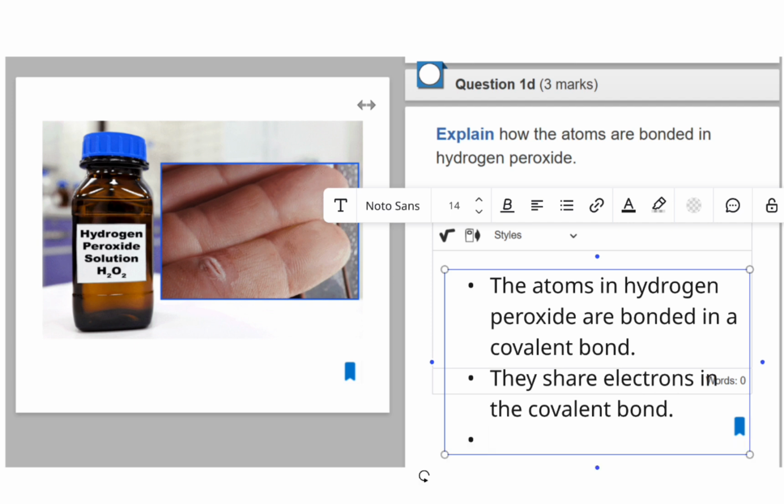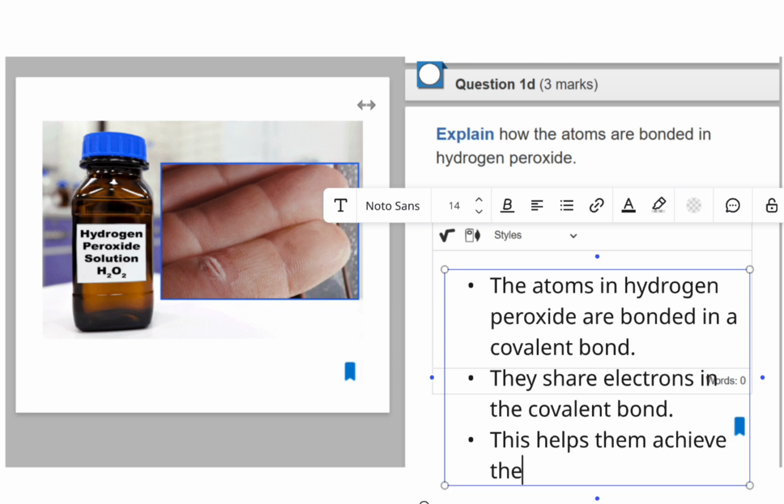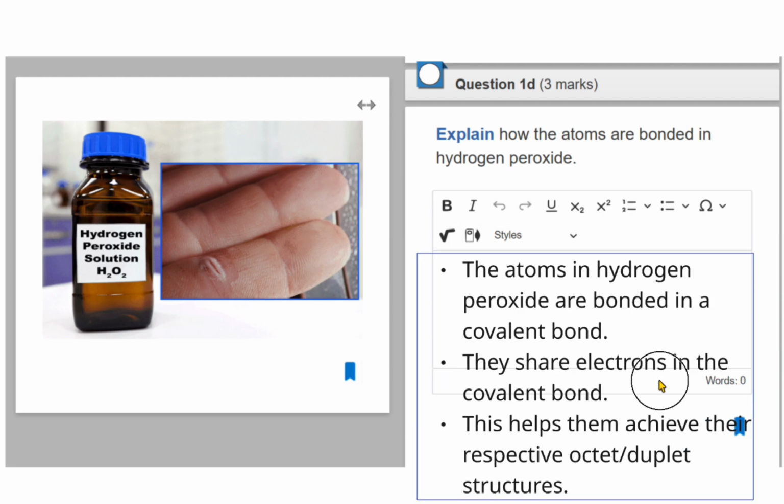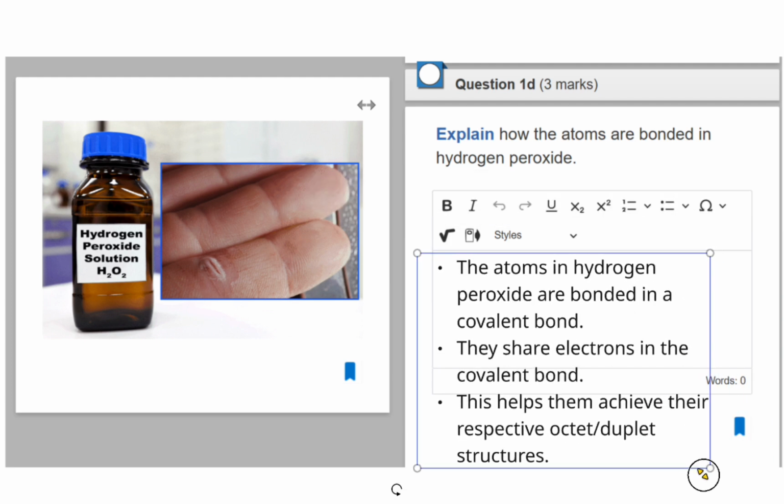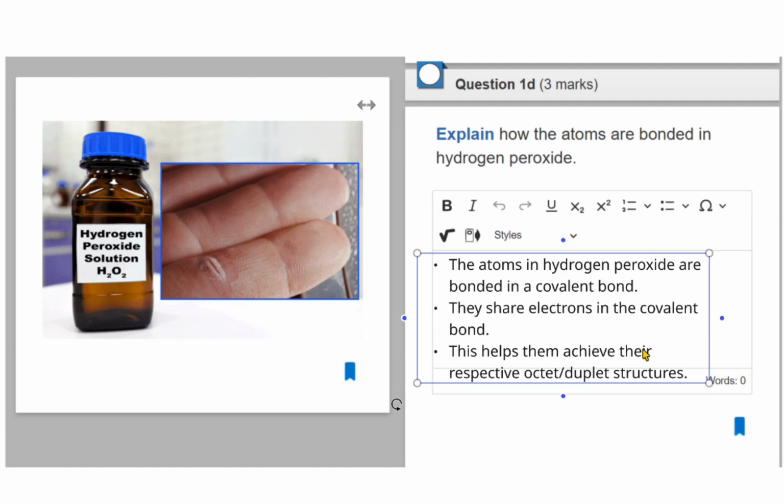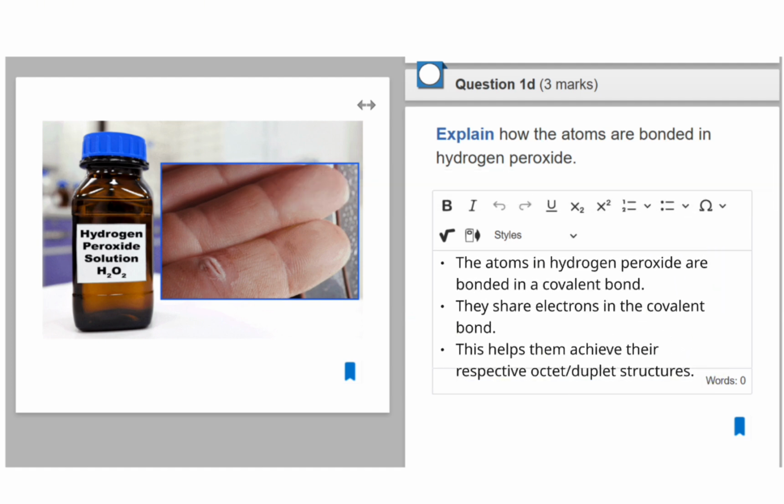Third point is going to be, this helps them achieve their respective octet or duplet structures. That's it, that's our answer. See, it's really easy. Just think properly, you have to just write it in points and boom, you have a good answer that's ready to go. That's it for question 1D.